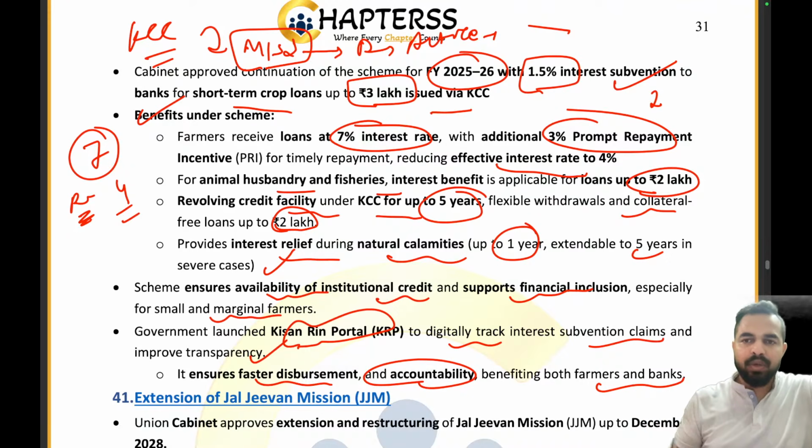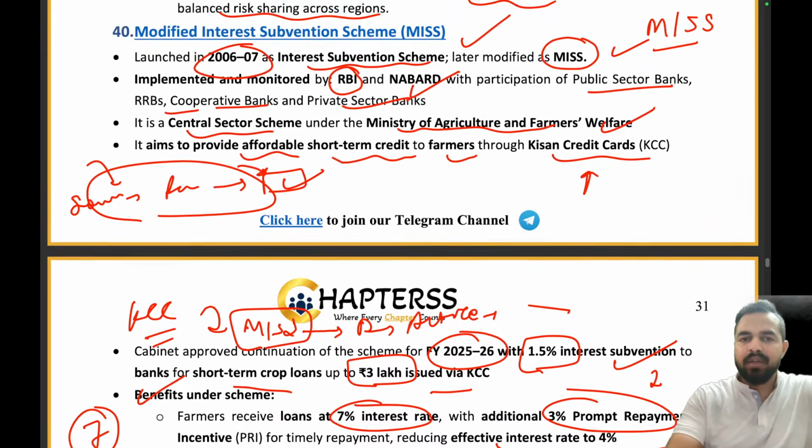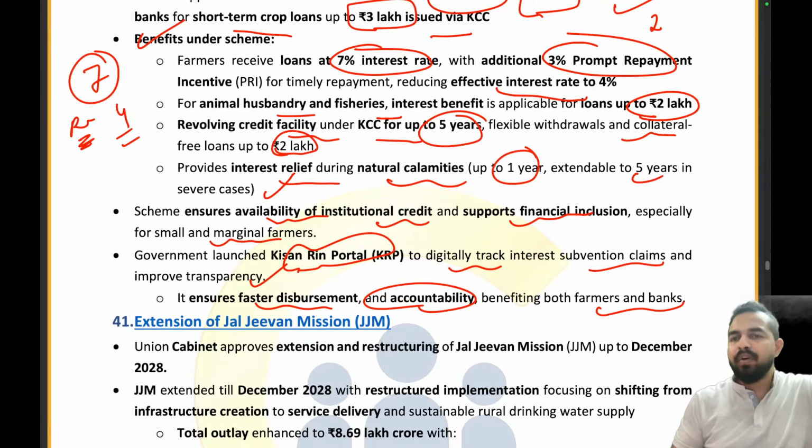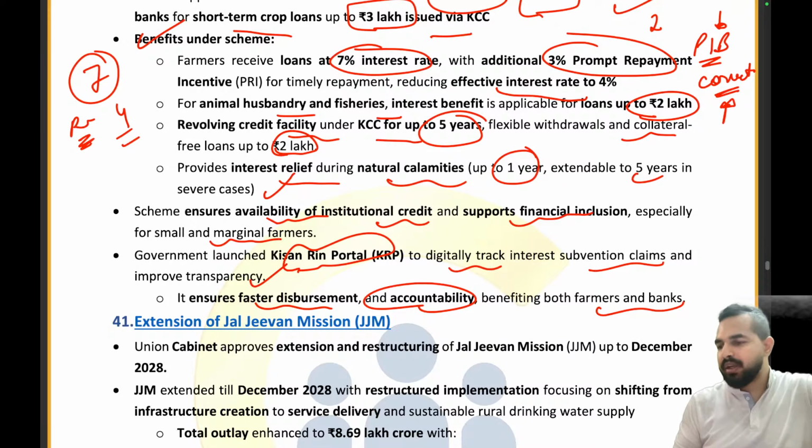But let me tell you that this article has been covered directly from a link of the Press Information Bureau, right? And the information which has been provided here is correct. So there might be some issue with the understanding of this article. Clear everyone? Clear to all?